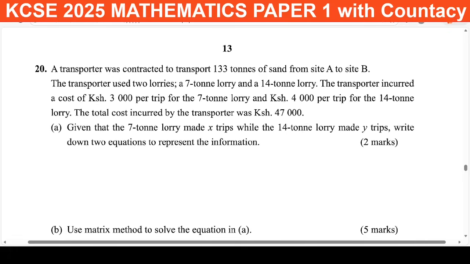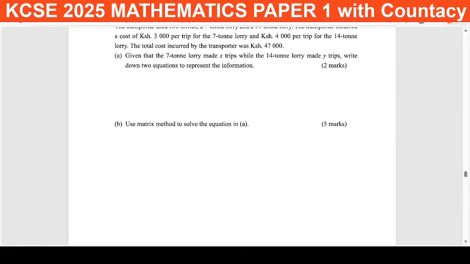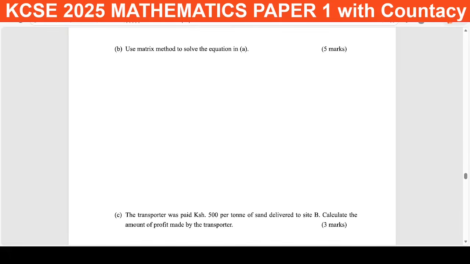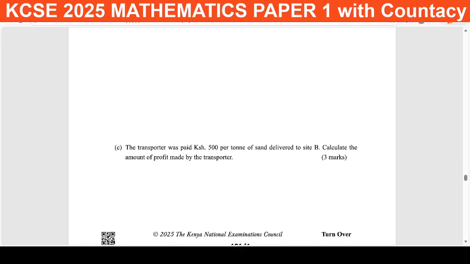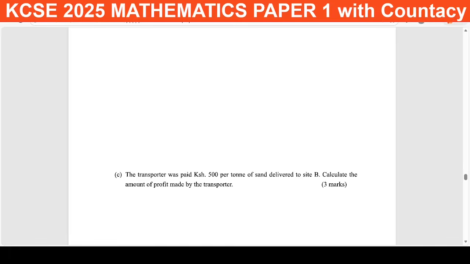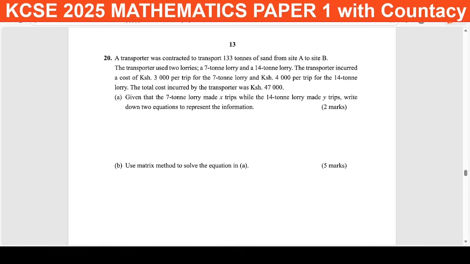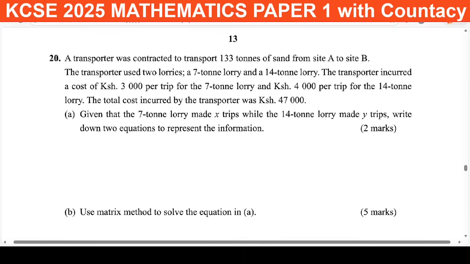So that is part A. It's always good to have a picture of what else is required. Part B is something you're supposed to solve using the matrix method, that is 5 marks. For the other part, there are some details that we are given, and then it tells us to calculate the amount of profit. So this is 3 marks. Here, this is 5 marks and 2 marks. So with that picture in mind, let's get into part A and do some justice to it.